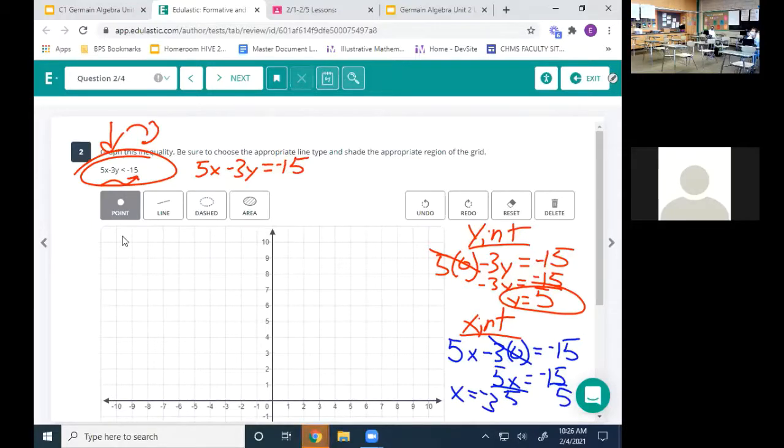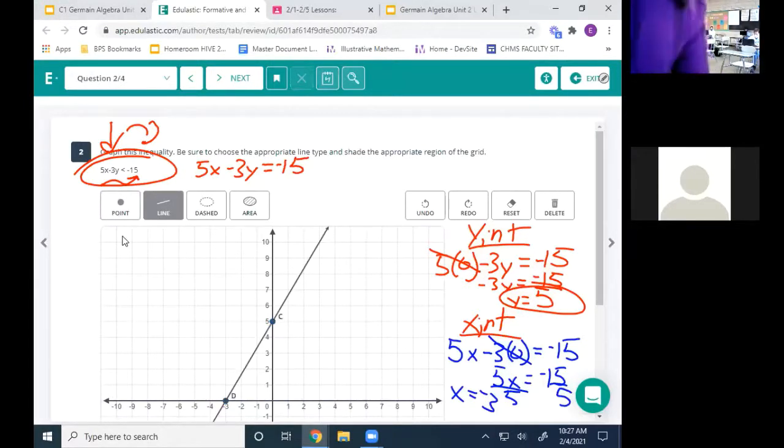Okay, so we have our y-intercept and our x-intercept. Now we need to do what with those 2 points? Graph or plot them, right? So on my y-intercept, I'm going to put a point at 5. I'm going to put an x-intercept on my x-axis at where? The negative 3. And then I need to do what with those 2 points? Connect them. Hit the line button, click your 2 points.